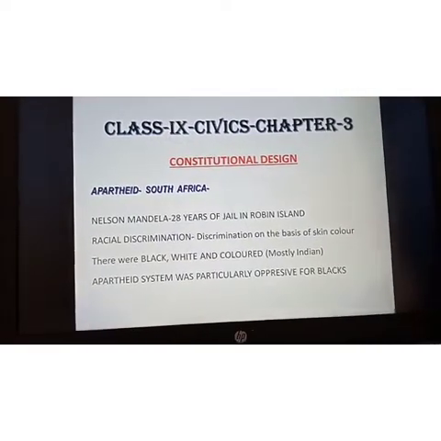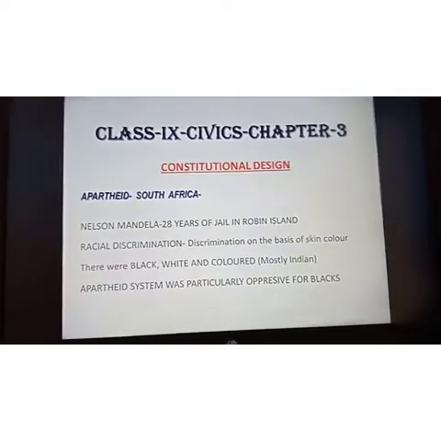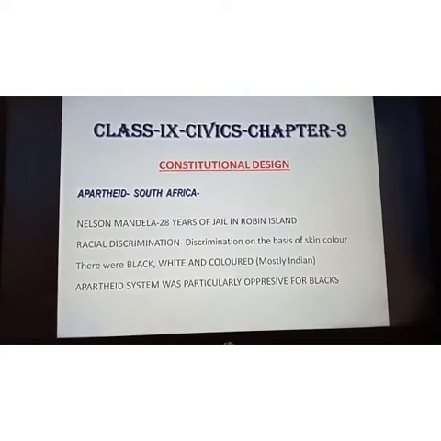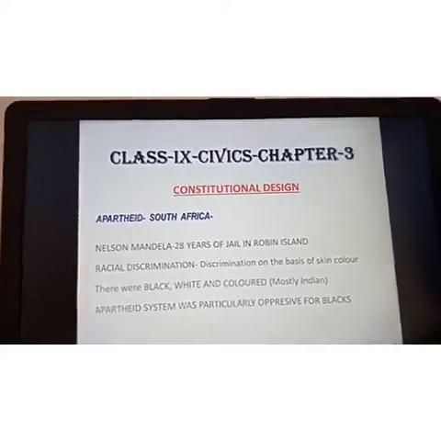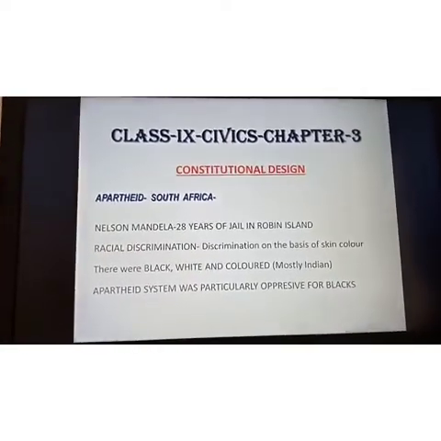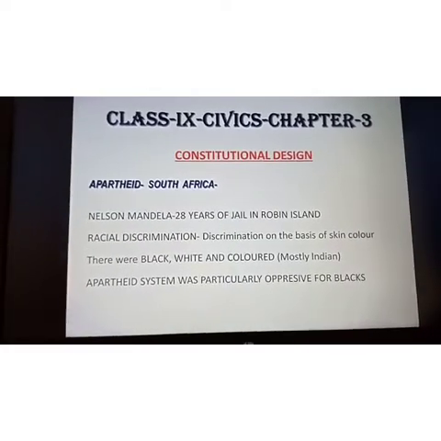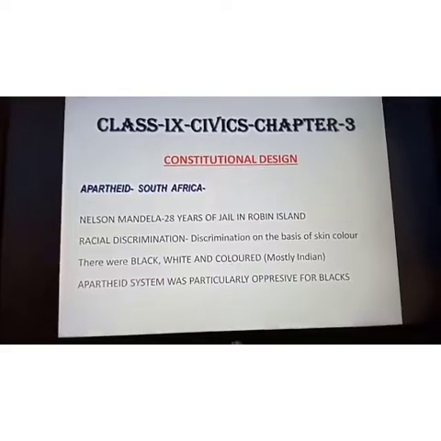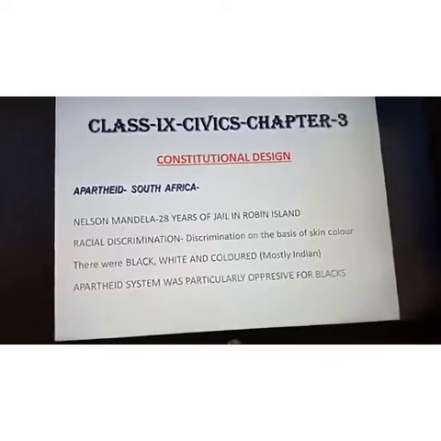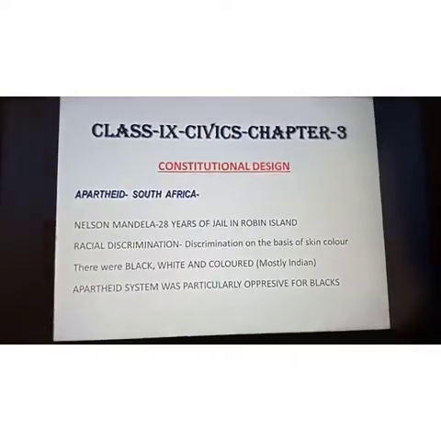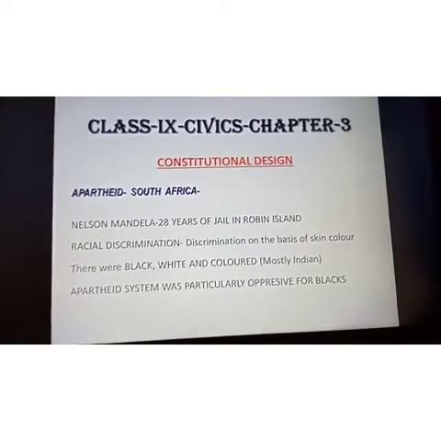You see, I have already written the name of the chapter, constitutional design. In constitutional design, we will discuss the importance of a written constitution and the importance of a democratic constitution. To get that idea of a democratic constitution, we are going to take one example of a country where there was a system called apartheid, in South Africa. So what was apartheid? Apartheid was a system of racial discrimination. Racial discrimination means discrimination on the basis of skin color.